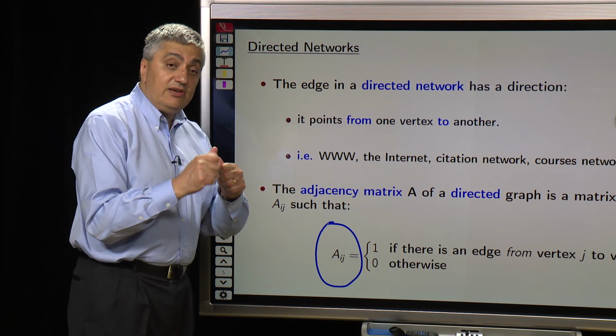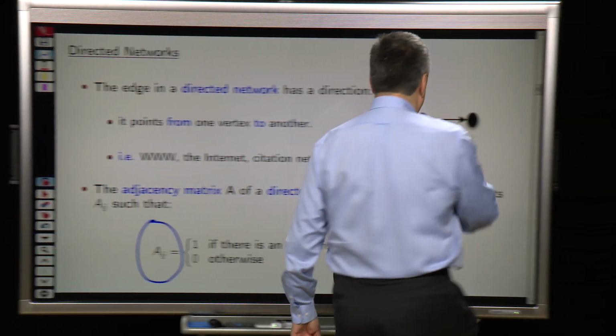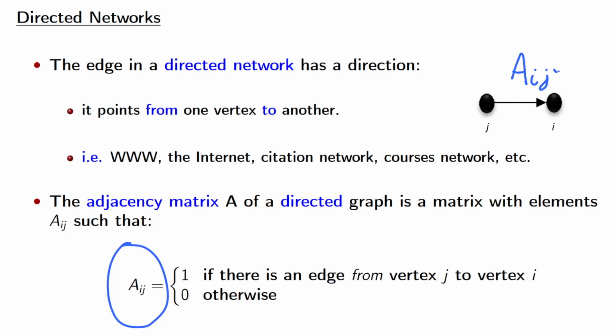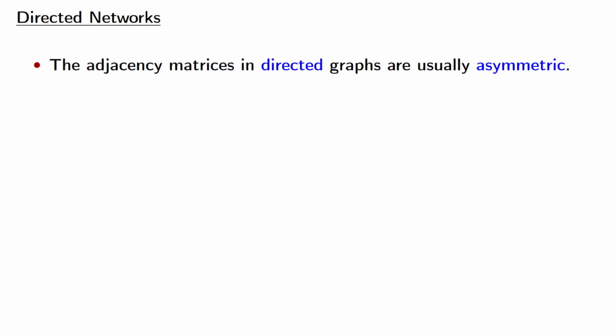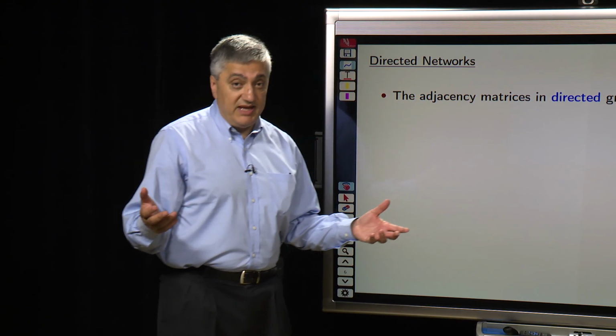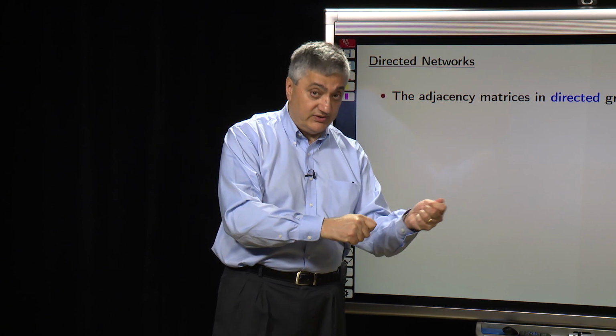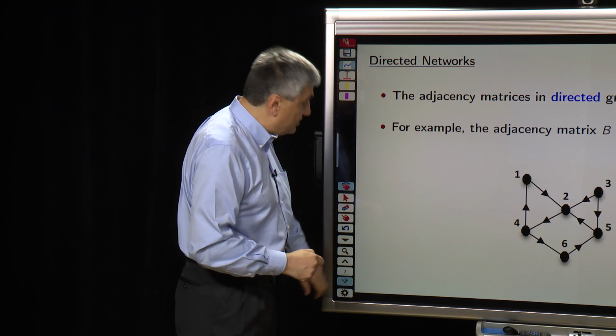If there is a link from j to i, as in this example, then Aij is going to be equal to 1. If it so happens that there is also a link in the other direction, then Aji would be equal to 1, and then you recover exactly the situation that we had with an undirected network. Obviously, because of that, the matrix is going to be asymmetric. It's no longer the case that if A12 is equal to 1, then necessarily A21 is going to be equal to 1, and therefore, in general, it's going to be asymmetric.